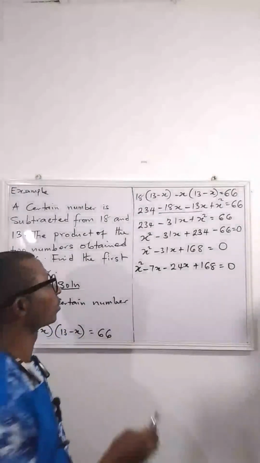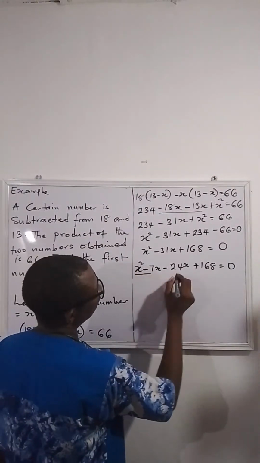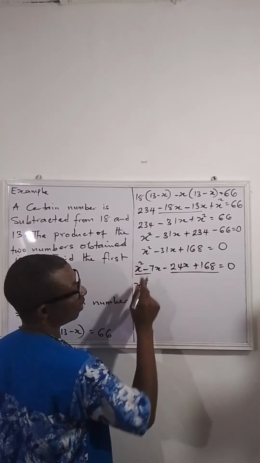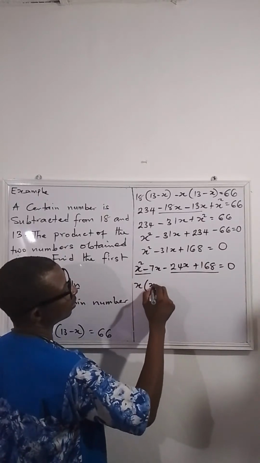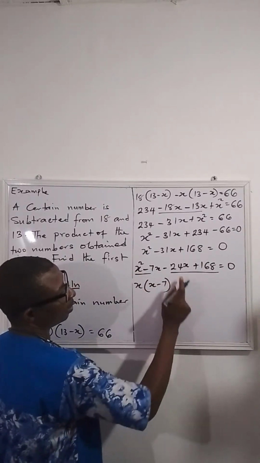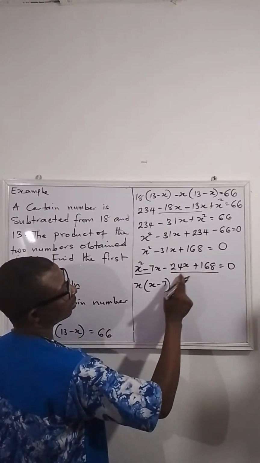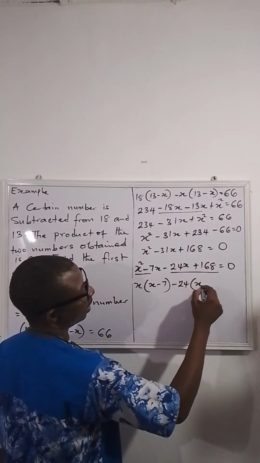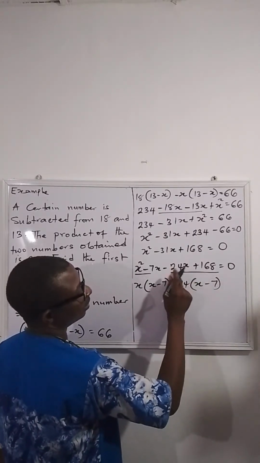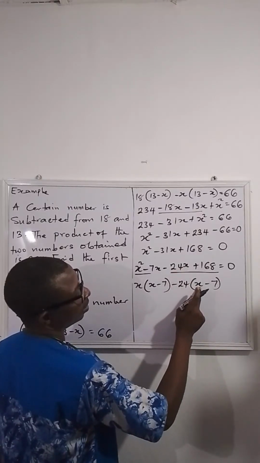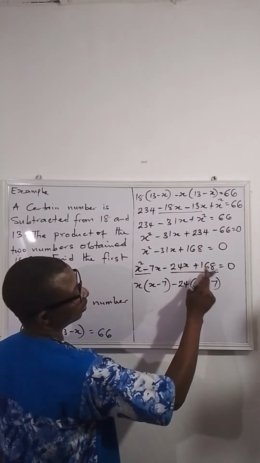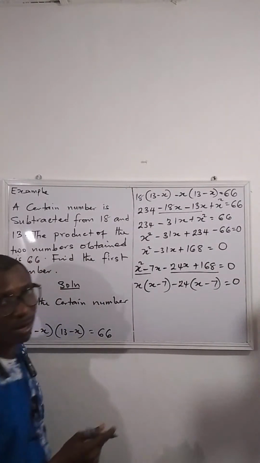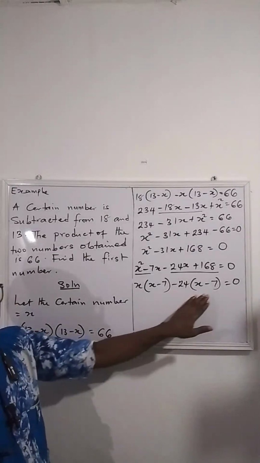So now, look at the first pair and the second pair. What is common? You have x. x is common, so you factor out x. So you are left with x minus 7. Now let's look at these two terms. What is common? Minus 24 is common. So you are left with x minus 7, because when you divide this by minus 24, you have x, and when you divide this by minus 24, you have minus 7. Equals 0.